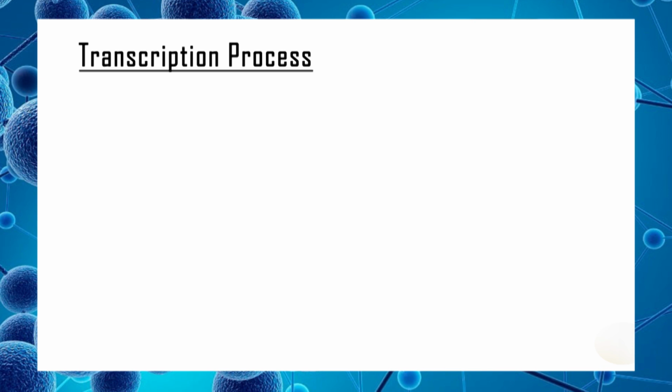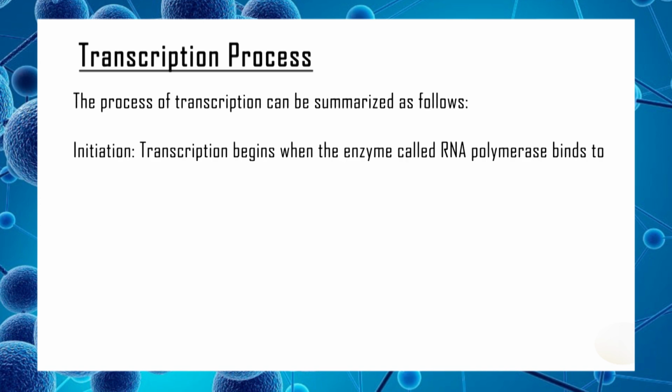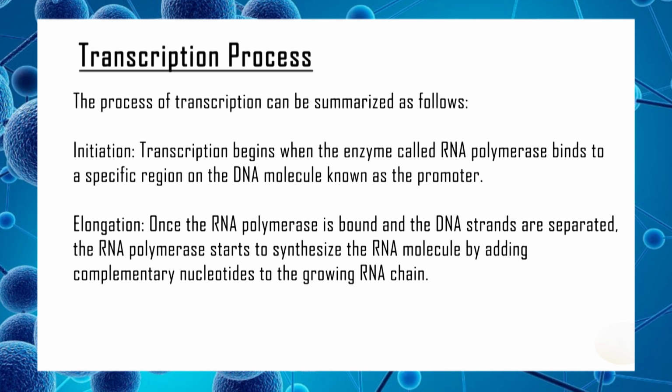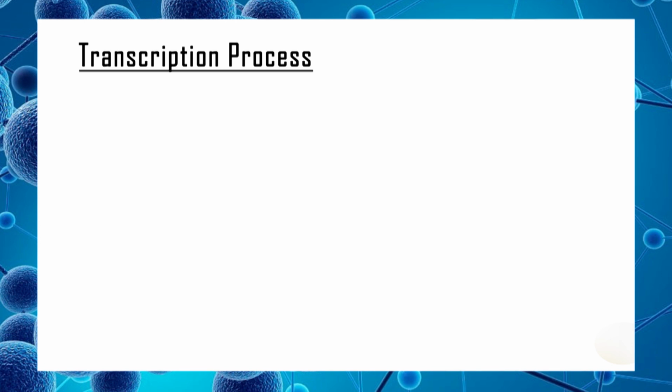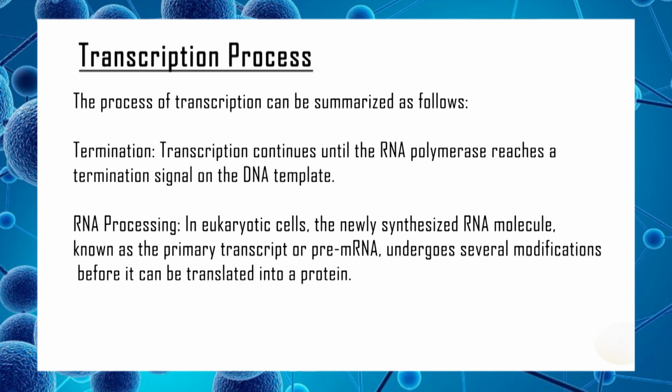Transcription is a vital process in molecular biology by which genetic information encoded in the DNA molecule is transcribed into RNA. As in the previous lecture, you already studied transcription and translation. It involves the synthesis of a complementary RNA molecule using one strand of a DNA template, namely initiation, second is elongation and third is termination. After termination, there is one more step, known as RNA processing. After RNA processing, the processed RNA molecule, known as mRNA, is then ready to be transported out of the nucleus and into the cytoplasm for translation.